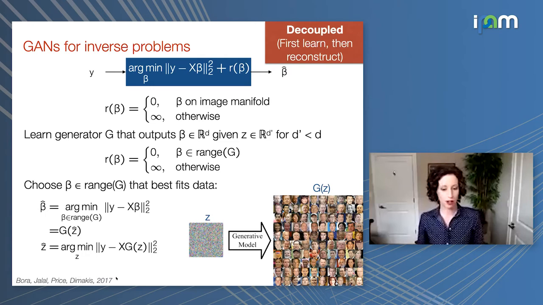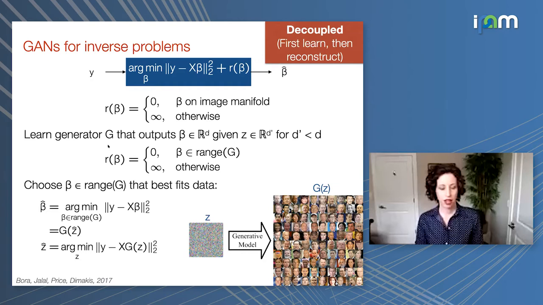And one of the very nice features of this approach is that I can do all of my training of my generator before I even know what kind of inverse problem I might want to solve. So if I train a regularizer or a generator using a training data set, and then one day I want to solve a deblurring problem, and the next day I want to solve an inpainting problem, I have the flexibility to do that without having to retrain every single time I've got a new inverse problem I want to solve. And this is what I mean by decoupled.